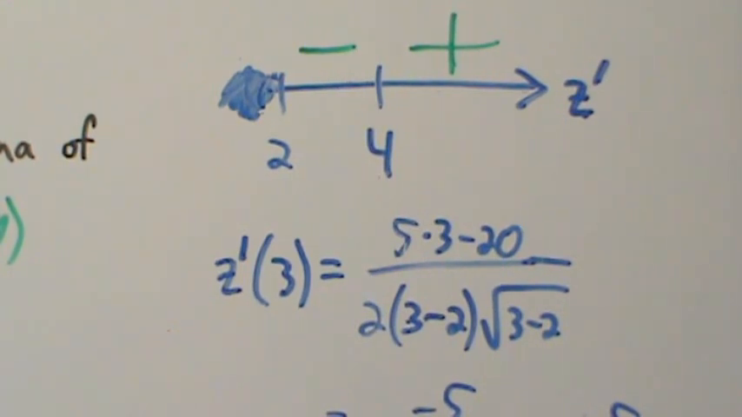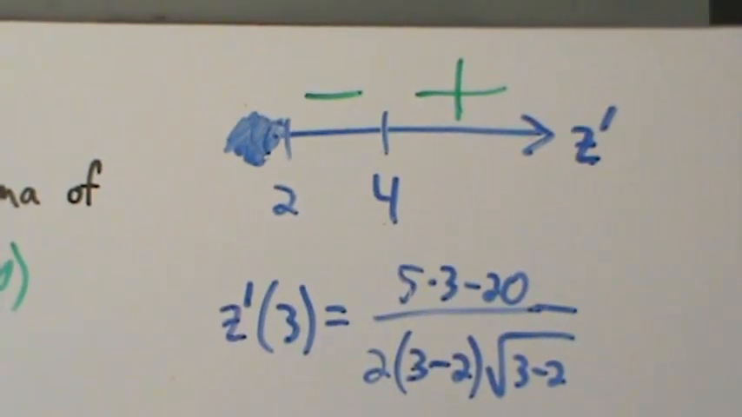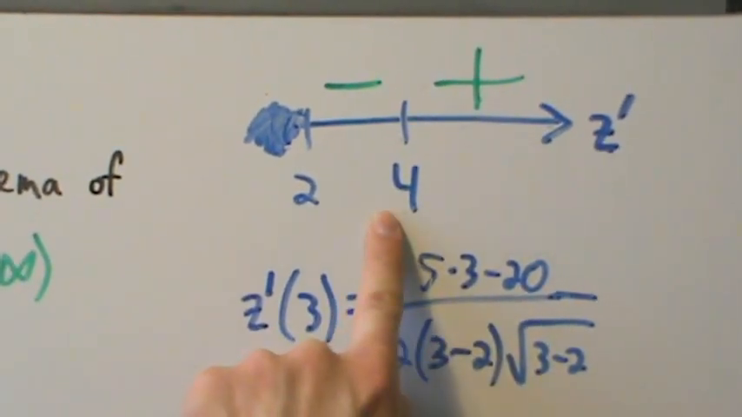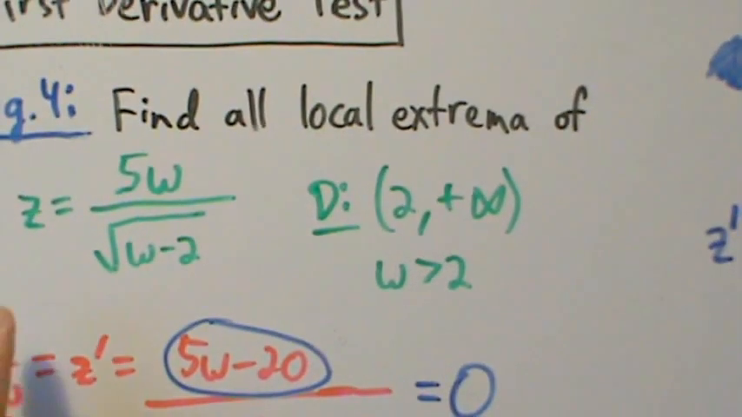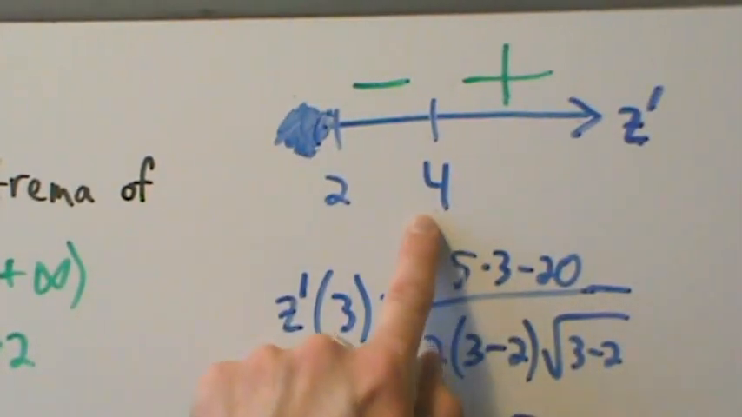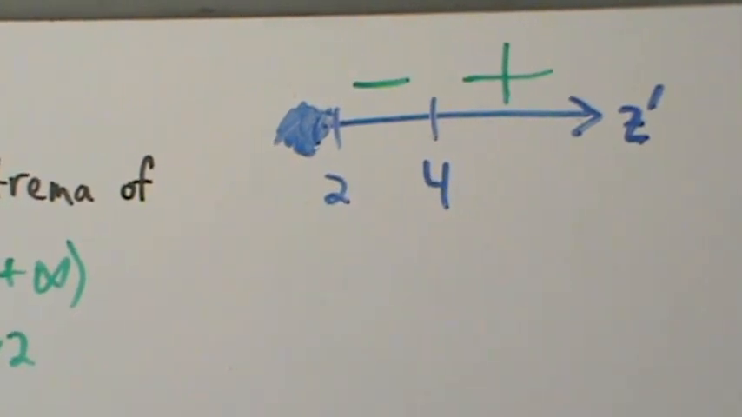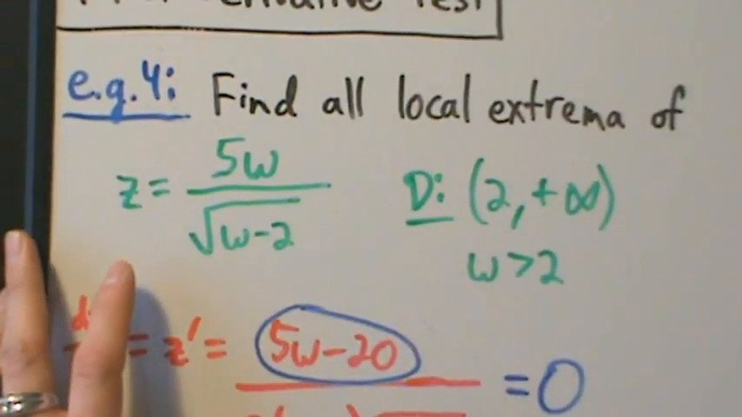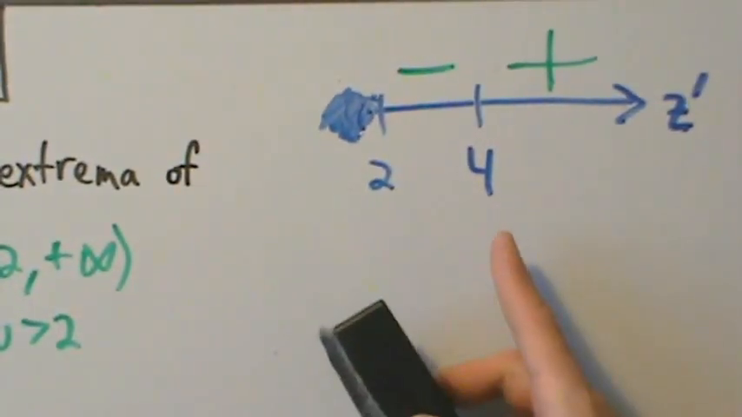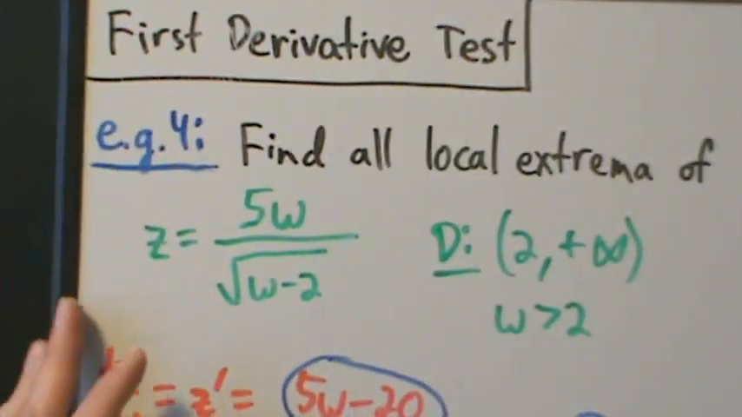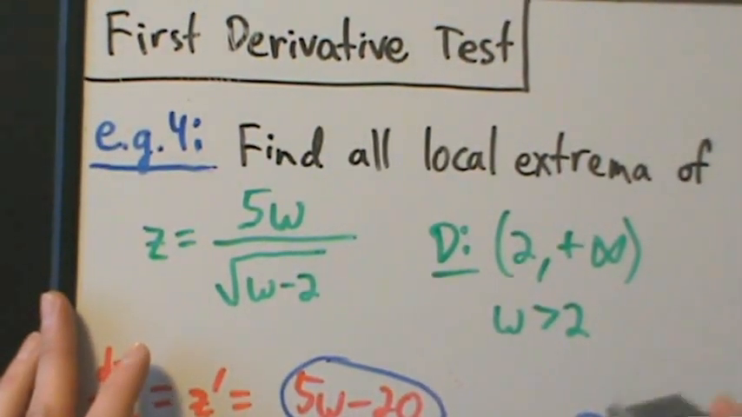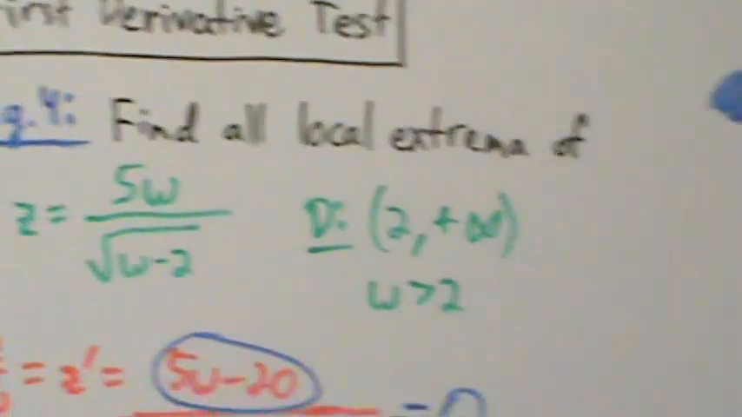Now we just have to figure out, okay, what is the actual value? So now to figure out what the value is, we take this value of W and put it back into the original function. So remember, always be careful with that. Always put it back into the original function. Because we're talking about mins and maxes of this function Z. So we just found out where a local min occurs. Now to figure out what it is, we put the value of W, which is 4, into this function here. So let's go ahead and do that.